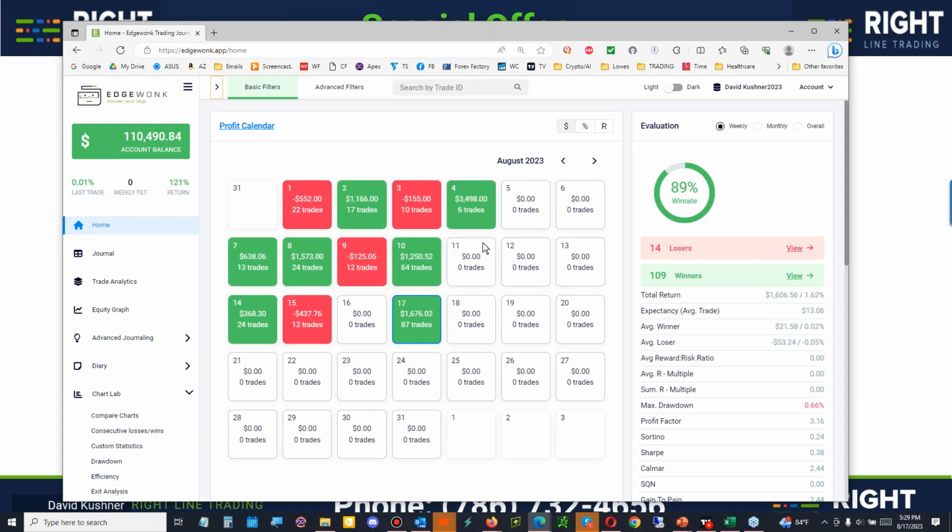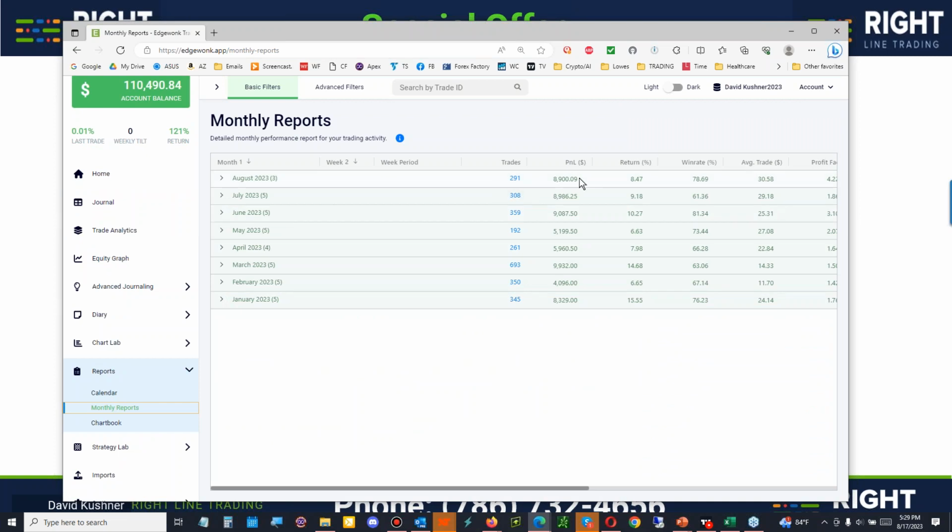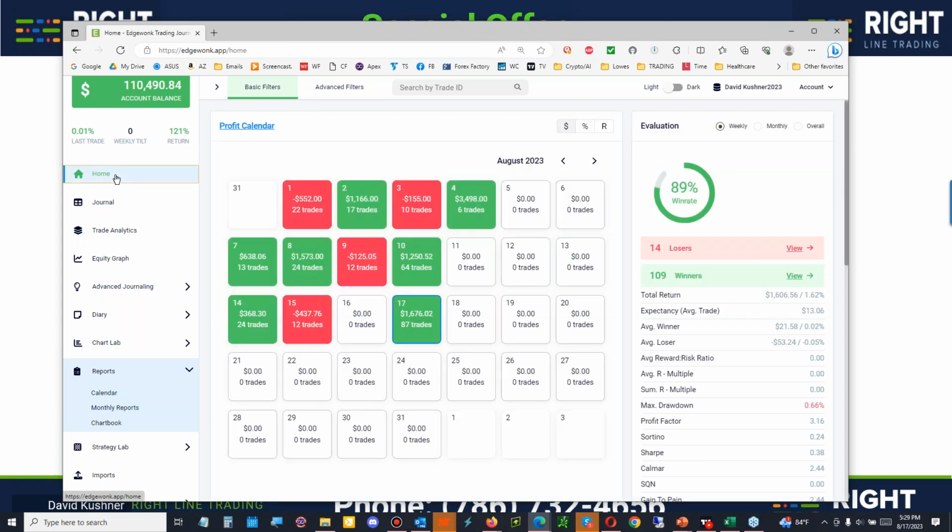oh, there it is. Well, sometimes it takes a minute to populate. In August, this is what we did in August. We're up to $8,900 in August, right? And look how many days we didn't trade. 2 days we didn't trade, right? And we're up to almost $9,000, and we still have a whole other 2 weeks to trade.